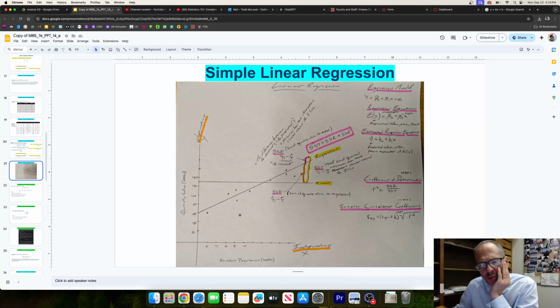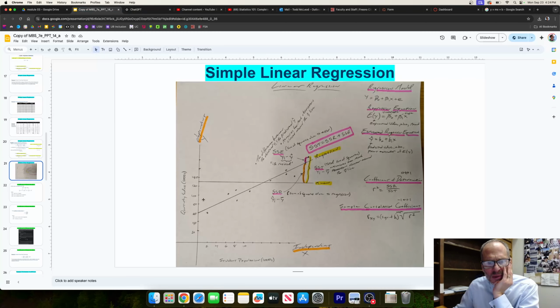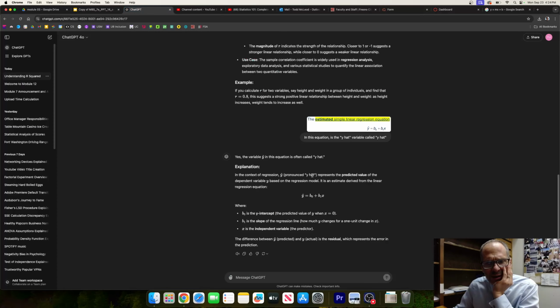Anyhow, you have y hat. So you have each data point minus y hat, and y hat represents the predicted value of the dependent variable y based on the regression model. So this line represents the predicted value of y based on the regression model. That y hat is equal to that line, mx plus b, or b1x plus b0.